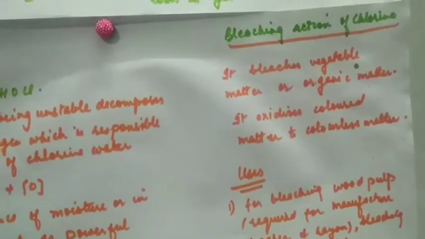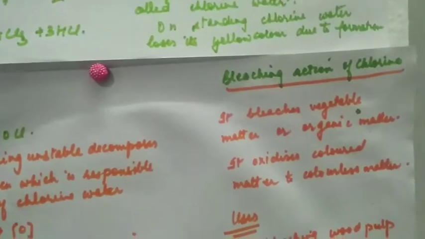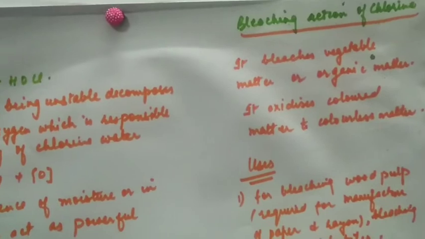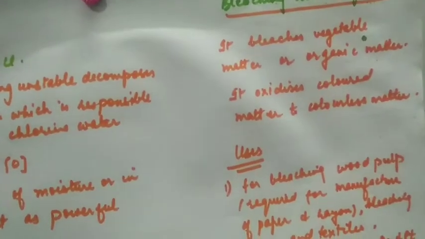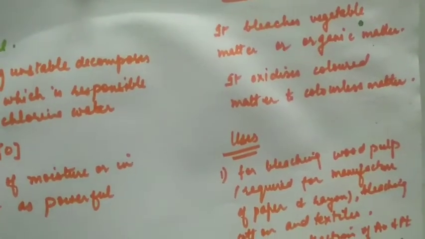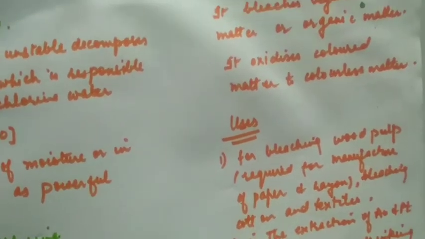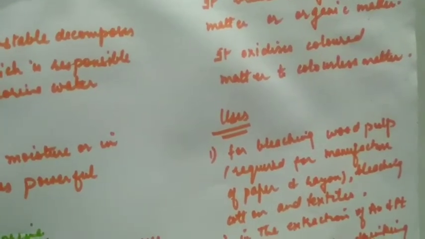Bleaching action of chlorine. Chlorine bleaches vegetable matter or organic matter. It oxidizes the colored matter to colorless matter. Colored matter plus nascent oxygen produced by chlorine water will form colorless matter.